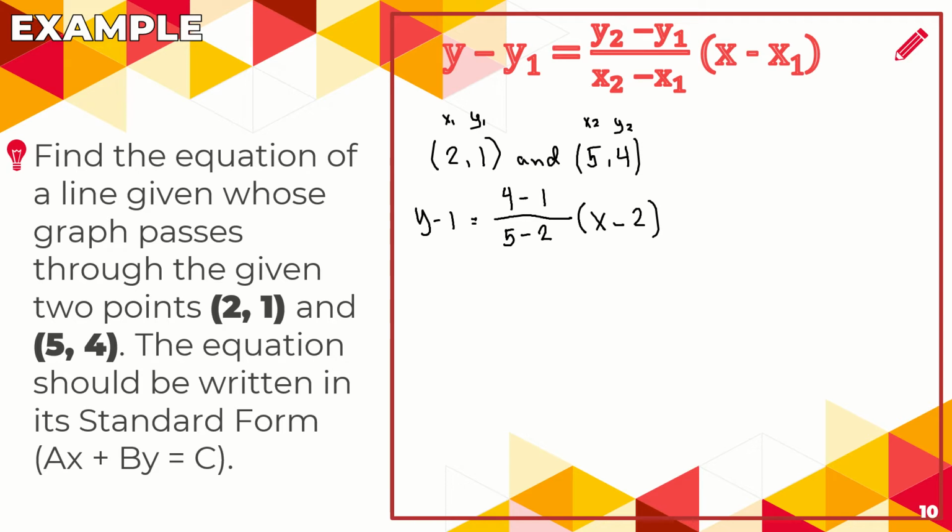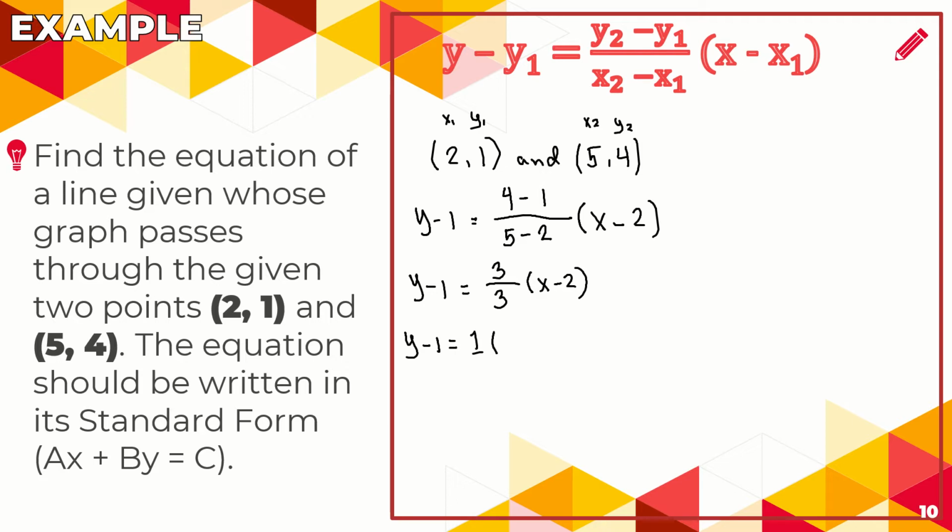Then perform the given operation. y minus 1 equals 4 minus 1 on our numerator. The answer is correct. It is 3. How about on our denominator? Correct. It is also 3. Multiply to the quantity of x minus 2. Continuing our solution, y minus 1 equals 3 over 3, which is 1, multiplied to x minus 2.